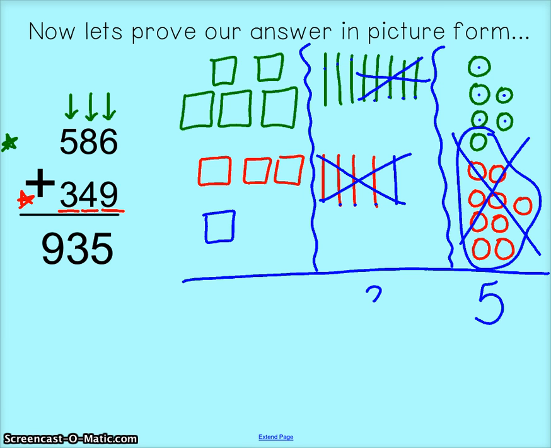So I'm going to write a 3 because I'm in my tens category. The last place value I have is my hundreds, and now third graders, count with me. 1, 2, 3, 4, 5, 6, 7, 8, 9. I have 9 hundreds. My total answer is then 935.